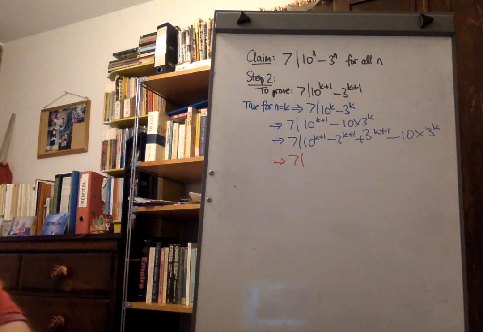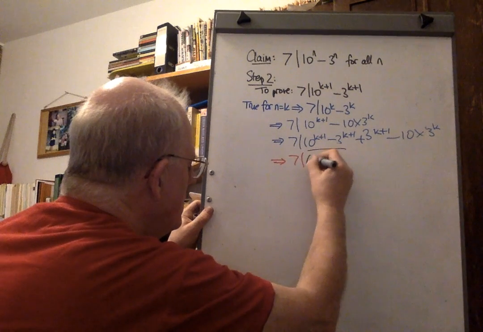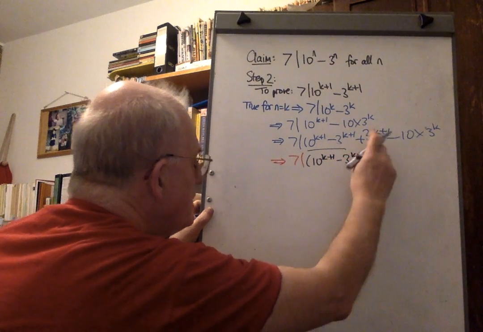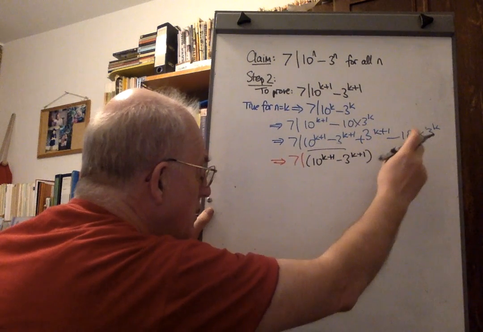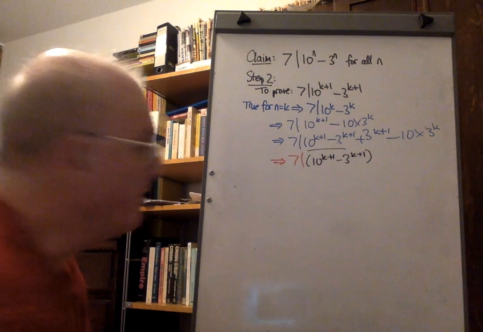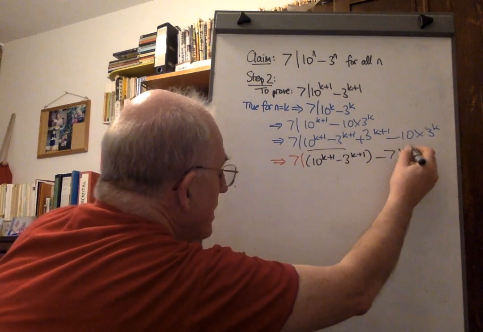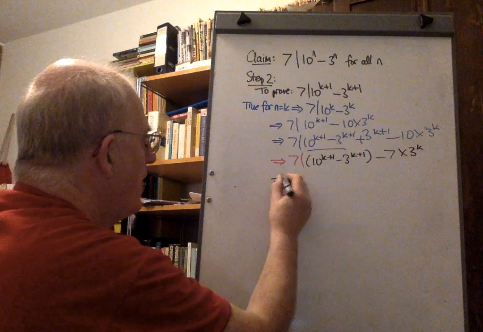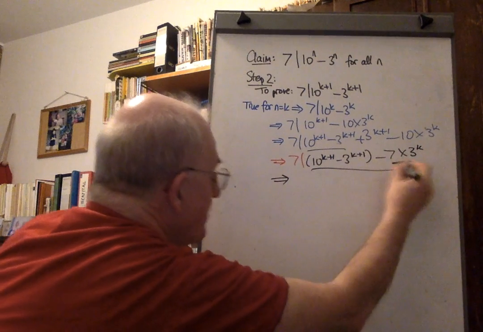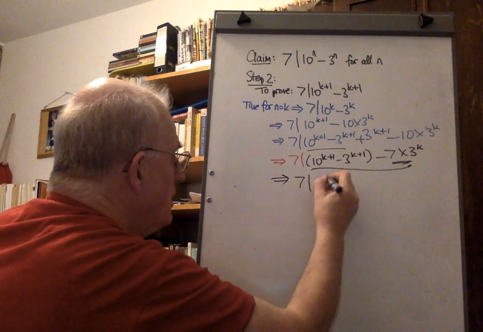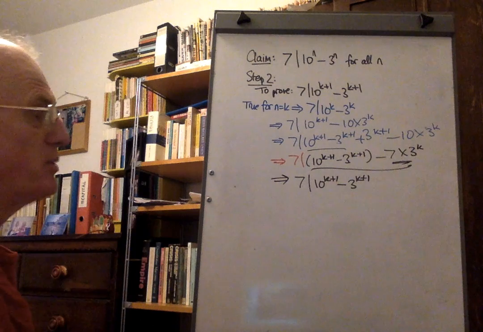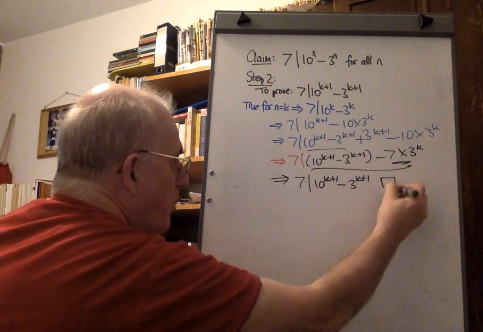And we've got here the thing that we want, 10 to the k plus 1 minus 3 to the k plus 1. And here we've got 3 times 3 to the k minus 10 times 3 to the k. And 3 minus 10 is minus 7. So this is minus 7 times 3 to the k. Okay, but that's divisible by 7. So if all this is divisible by 7, and that bit is, this bit must be too. So 7 divides exactly into 10 to the k plus 1 minus 3 to the k plus 1, which is exactly what we wanted to prove.